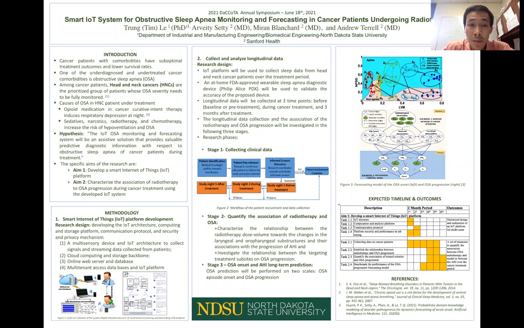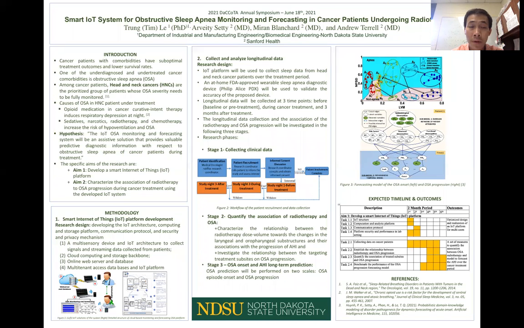I am an assistant professor at the Department of Industrial and Manufacturing Engineering, and I'm also a joint faculty member with the Biomedical Engineering department at North Dakota State University. This is a joint work with Dr. Vedi Sethi, Dr. Miran Blanchard, and Andrew Terrell from Sanford Health.